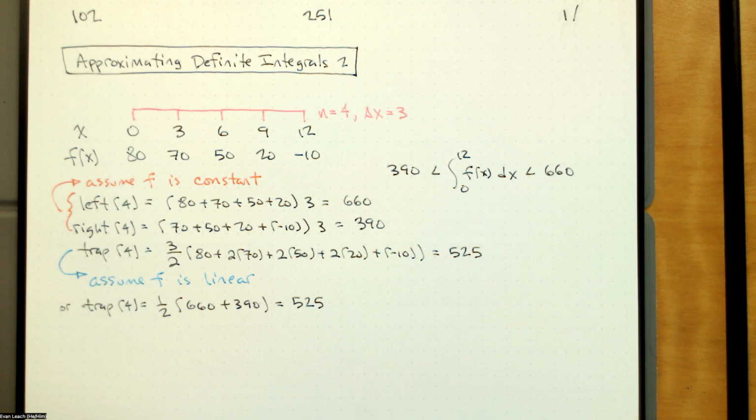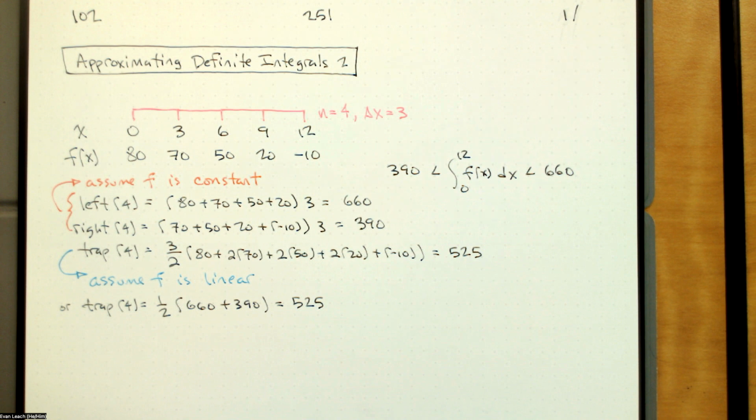The important thing to recognize is that we change our assumption about the function. Instead of going from just being constant 80 for 3 units or constant 70 for 3 units, we are changing the function from 80 down to 70 in the easiest way possible. That is making a linear function from one endpoint to the next. Specifically, we're making 4 different linear functions, from 80 down to 70, slope of negative 10/3. Then from 70 down to 50 for a slope of negative 20/3. Then from 50 down to 20 with a slope of negative 10. And then from 20 down to negative 10 with once again a slope of negative 10.